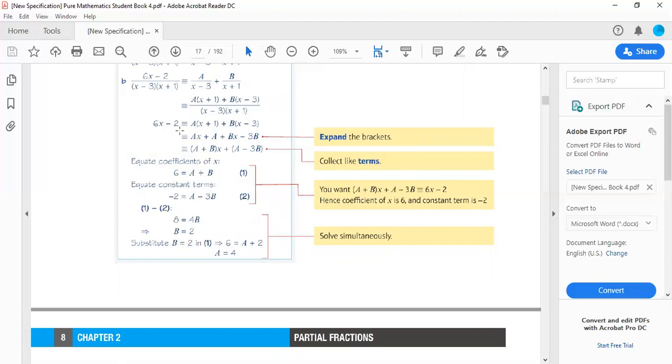Substitute b equals 2 in equation number 1. So 6 equals a plus 2. Using the transposition method, we get a equals 4.